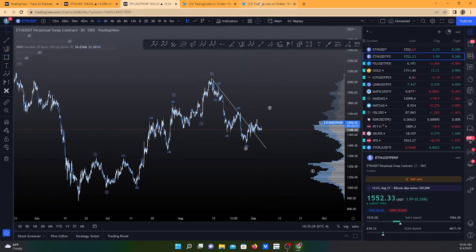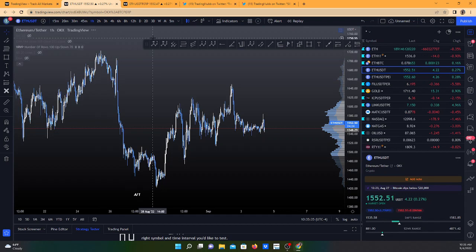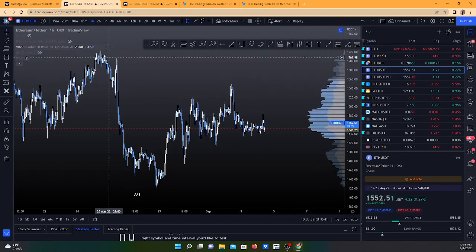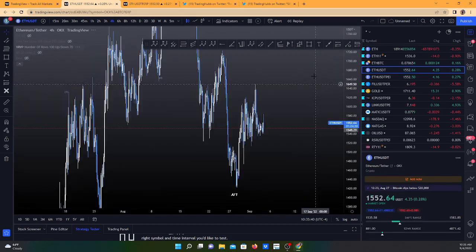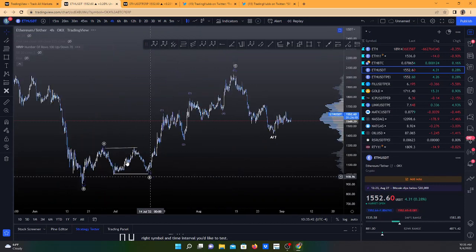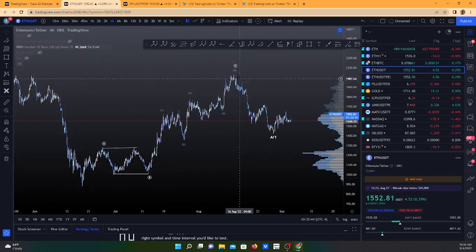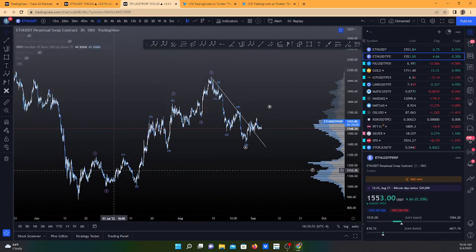So yeah, let's get into it. We're working on this ETH count here. I believe an impulse. There is also the secondary count, which I have right here. Funky little ABC. I don't love it, but definitely something to watch if we do get very bearish here. But let's start here. Let's start on this move and why I think it's an impulse to begin with.